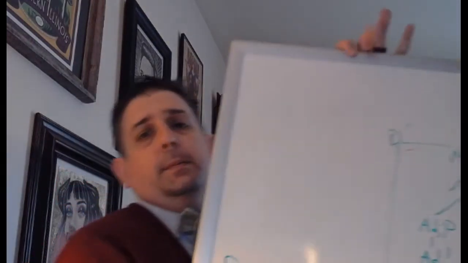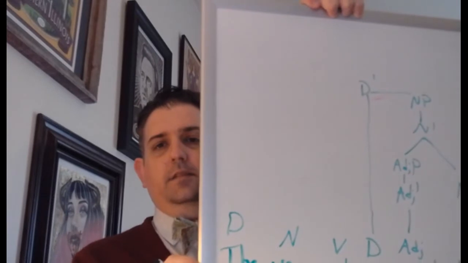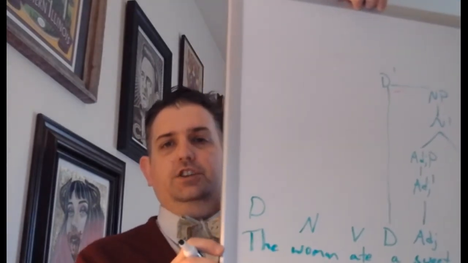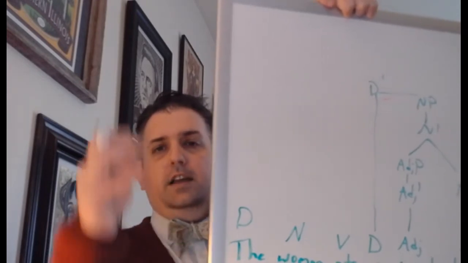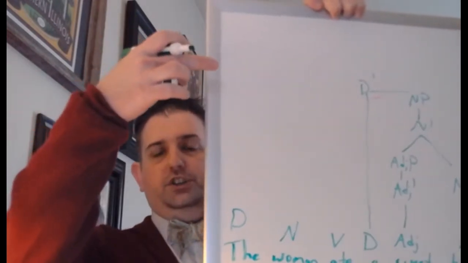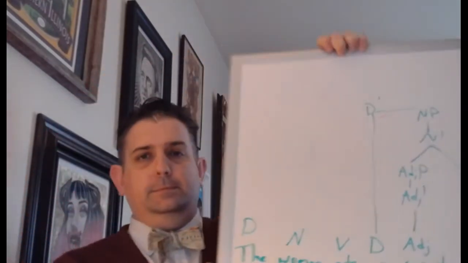And I'm going to try to leave myself enough space on this little board. So this tree is going to get a little messy here, but as you can see, the determiner is taking the noun phrase as a complement. So it has a D bar, which is dominating both the NP and the D. And then that's going to project up to a DP.